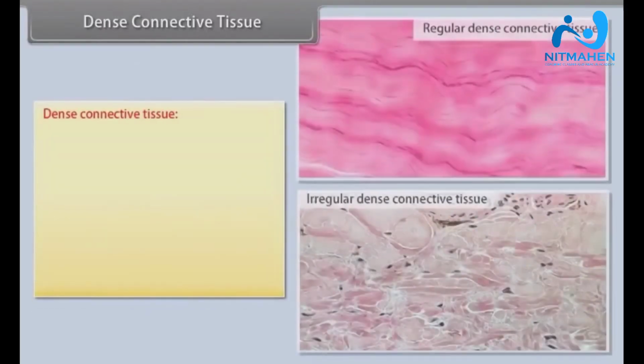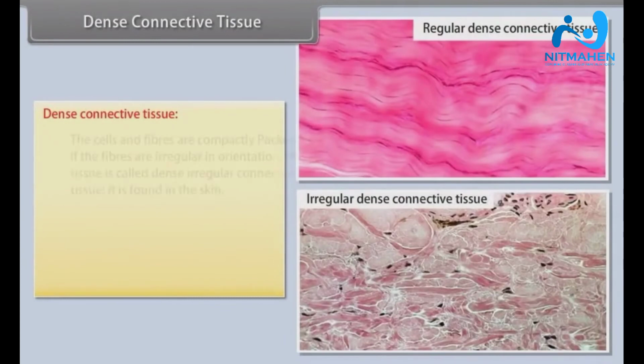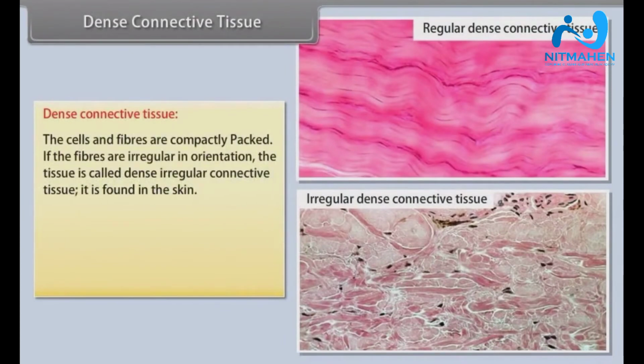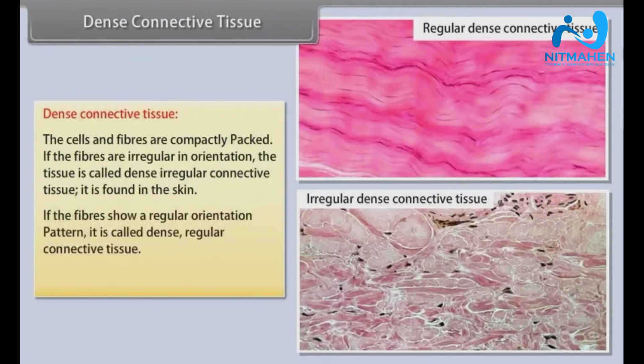Dense connective tissue. The cells and fibers are compactly packed. If the fibers are irregular in orientation, the tissue is called dense irregular connective tissue. It is found in the skin. If the fibers show a regular orientation pattern, it is called dense regular connective tissue. Example, tendon and ligament.